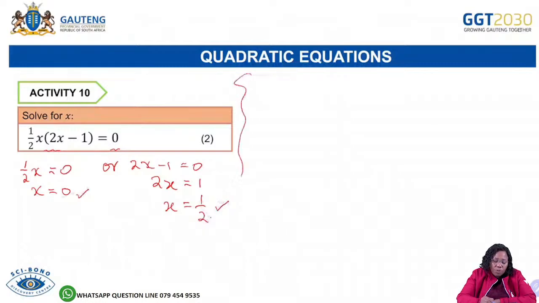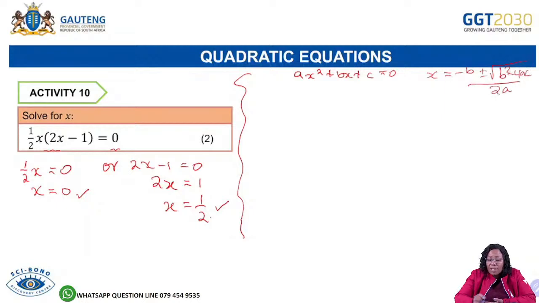But we know that most of the time we are relying on the quadratic formula if we have a challenge with factorization on quadratic equations. And when you are going to the quadratic formula, remember all your equations must be in the form ax squared plus bx plus c equals 0. Because the formula is x equals minus b plus or minus the square root of b squared minus 4ac, over 2a.